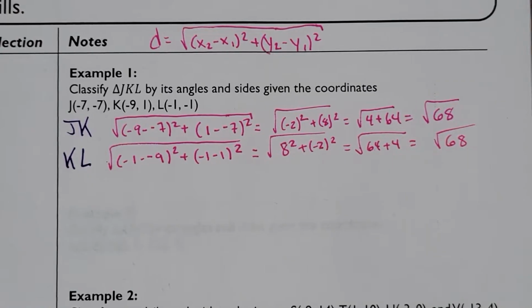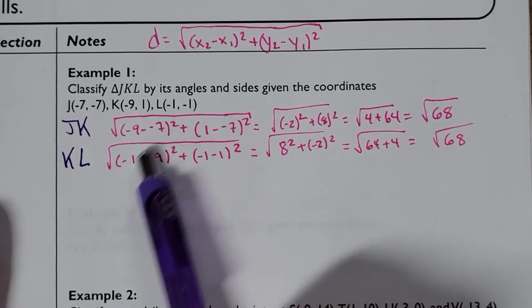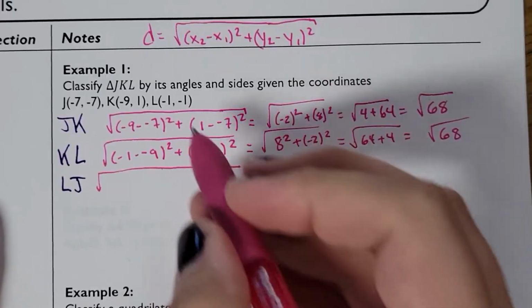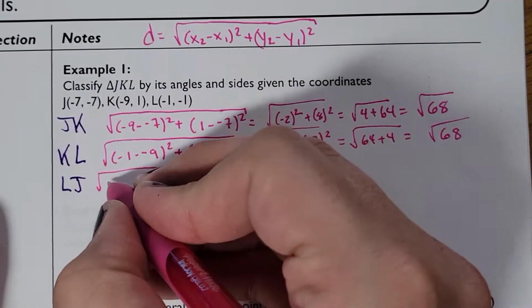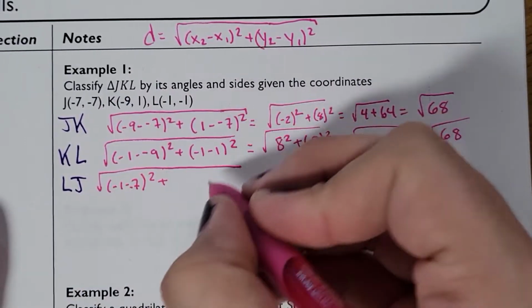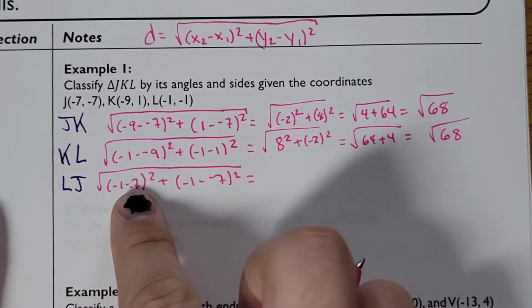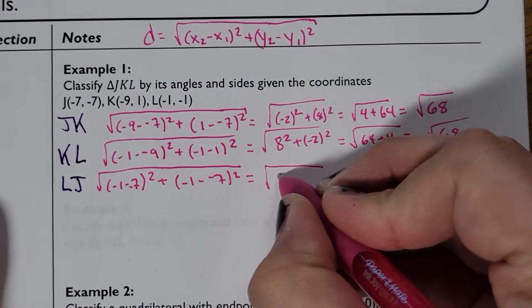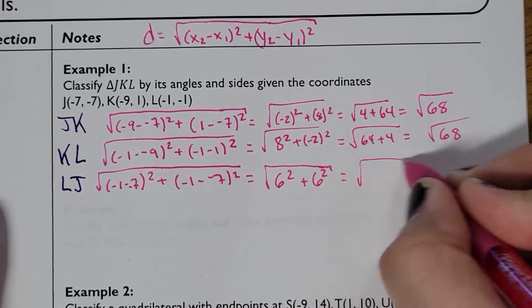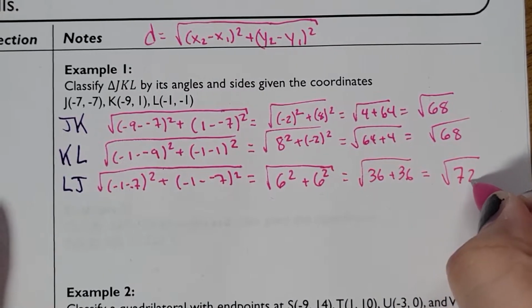So at this point, I know two of the sides are at least equal. And the last one is to loop back around. I went J to K, K to L, and now I go L back to the beginning, J. So x2 minus x1 is going to be negative 1 minus negative 7 squared. Negative 1 minus negative 7 again. It looks like we're going to get the same answer twice here. So negative 1 minus negative 7 is negative 1 plus 7, so that gives me 6 squared. Same thing there, another negative 1 minus 7, so another 6 squared. 36 and 36. Looks like I'm going to have the square root of 72.